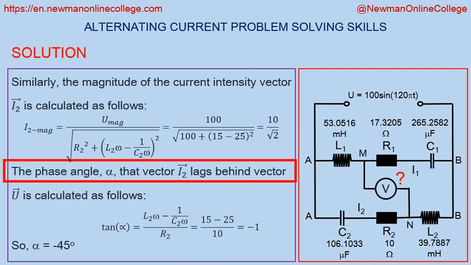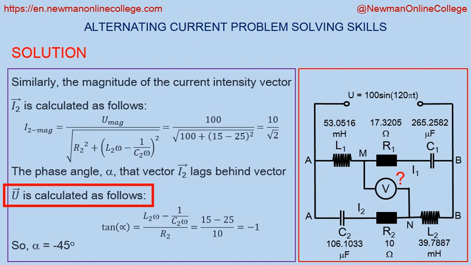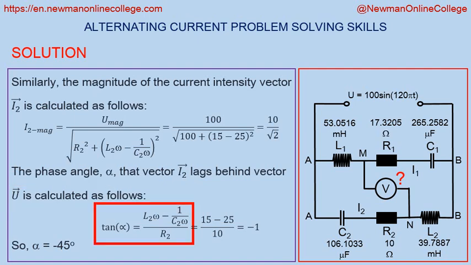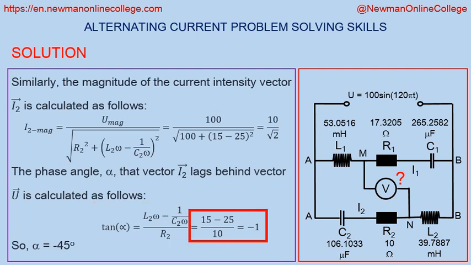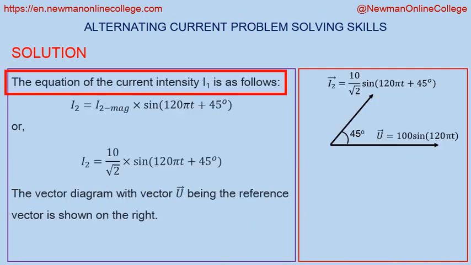The phase angle alpha that vector I2 lags behind vector U is calculated as follows. Tangent of alpha equals (L2ω minus 1/(C2ω)) over R2, which equals (15 minus 25) over 10, which equals negative 1. So, alpha equals negative 45 degrees. The equation of the current intensity I2 is as follows.